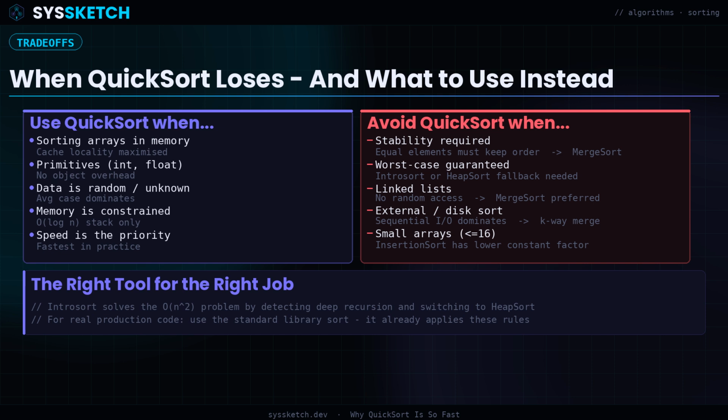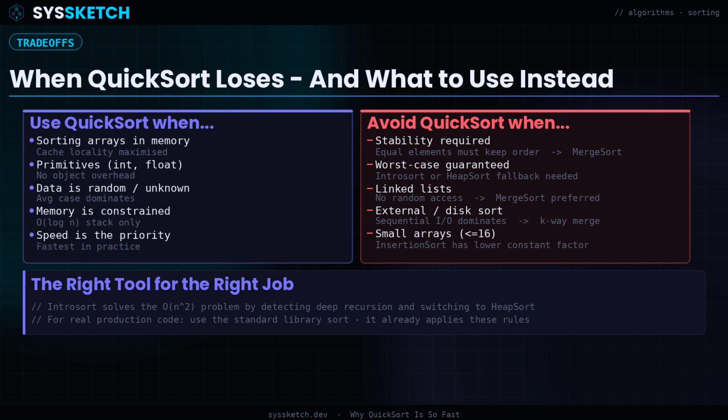Avoid it when stability is required, meaning equal elements must preserve their original relative order. A stable sort is mandatory when sorting composite records by a secondary key. Avoid it when you must guarantee worst-case performance, which is why Introsort adds the HeapSort fallback. Avoid it for linked lists, which have no random access, making the sequential partition scan impossible. And avoid it for external sorting on disk, where sequential input-output dominates and K-way merge beats all in-memory strategies.